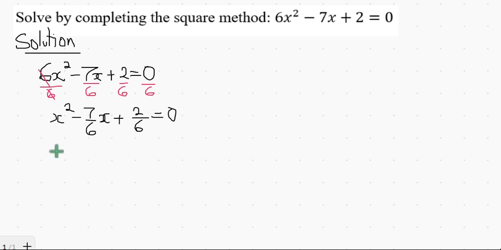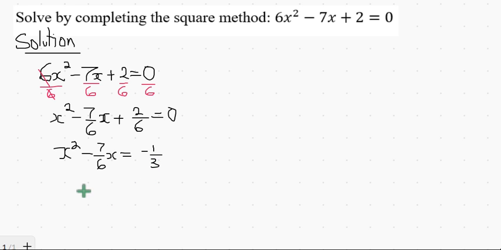Then the next step I'm going to take here is to move the constant. I'm going to move the constant 2 over 6 to the other side of the equation, and of course 2 can divide 6, so that will be reduced to negative 1 over 3, because 2 will divide 6 3 times.